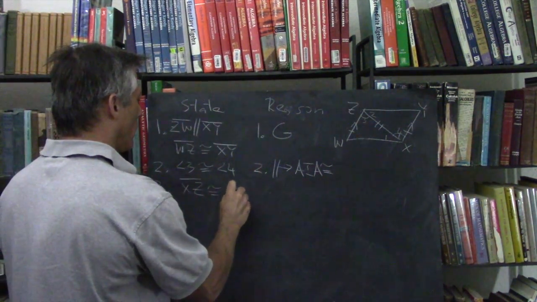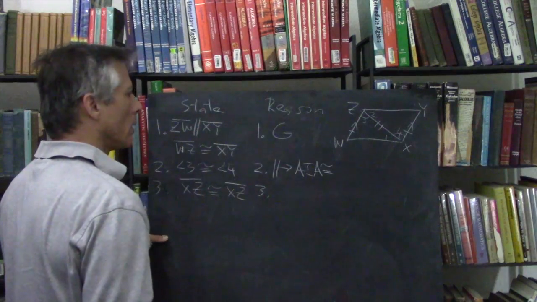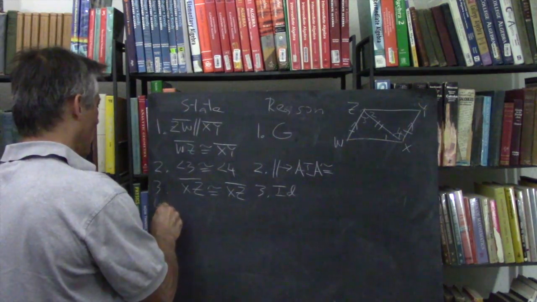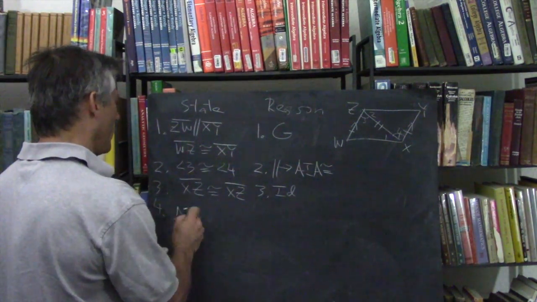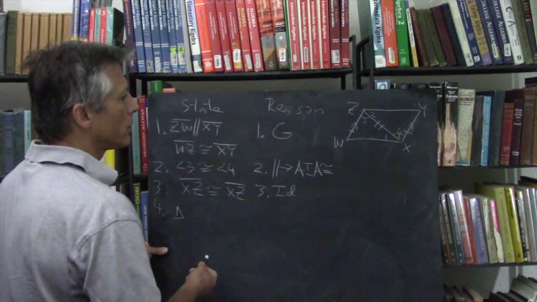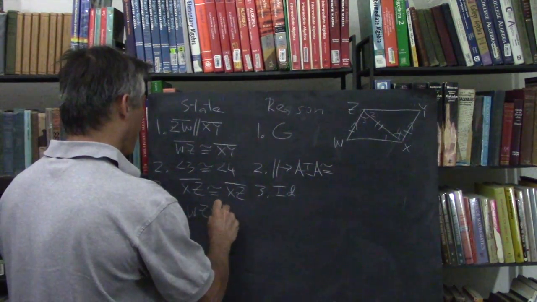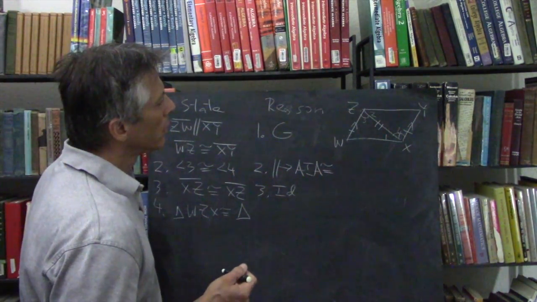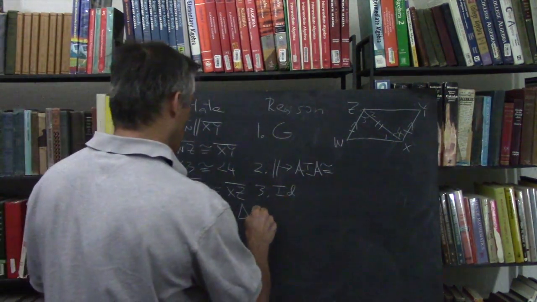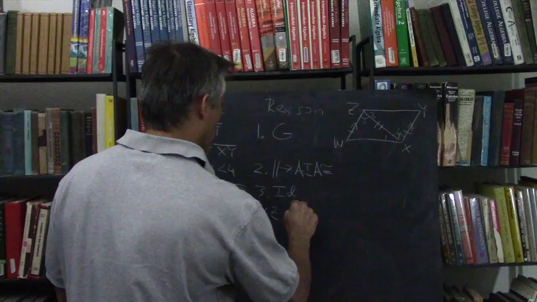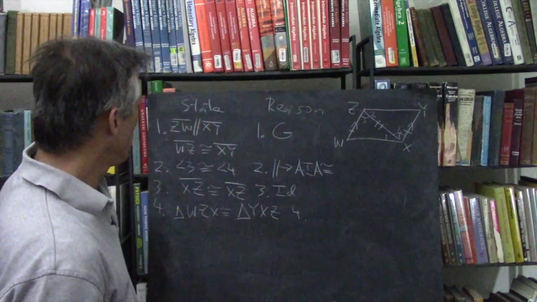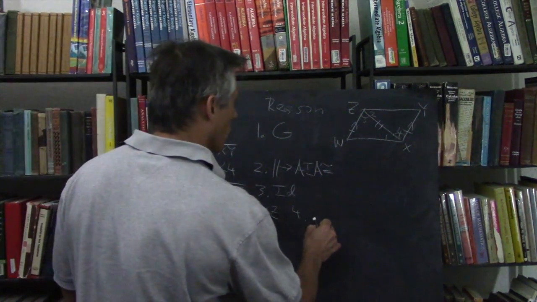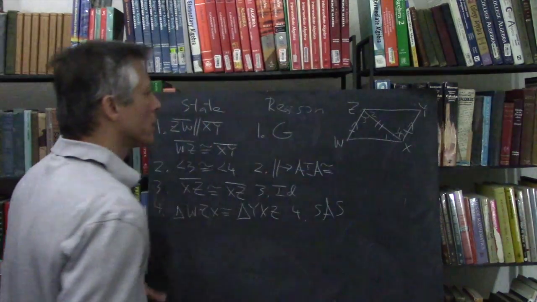Okay, so we're going to mark down the side first. XZ congruent XZ, and that's identity, or you can call it reflexive. And then as we've seen, we know triangle WZX is congruent to triangle YXZ. Let's see, WZX, YXZ, okay, and that's the side angle side congruence theorem.